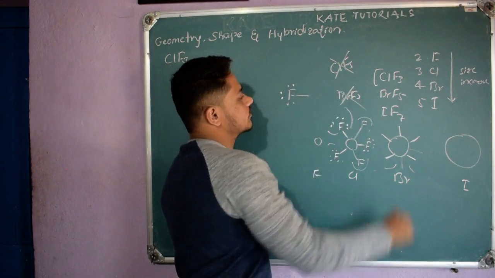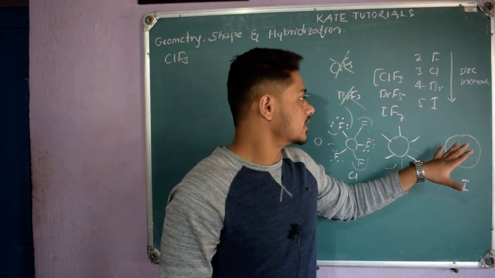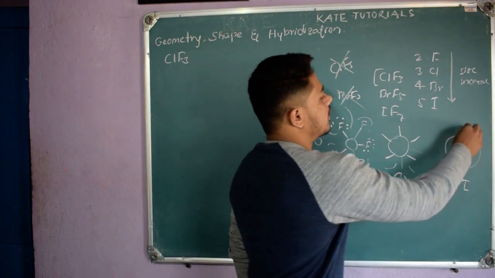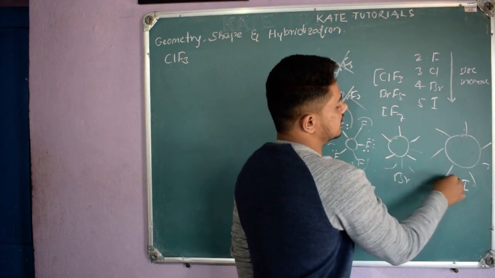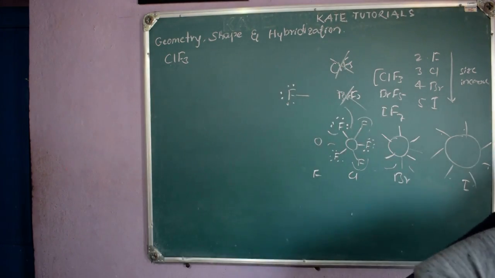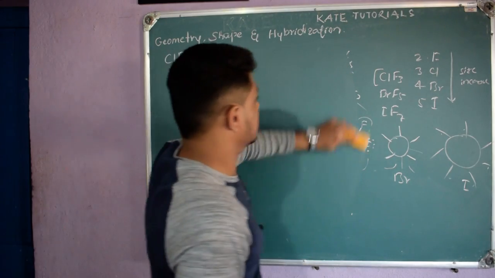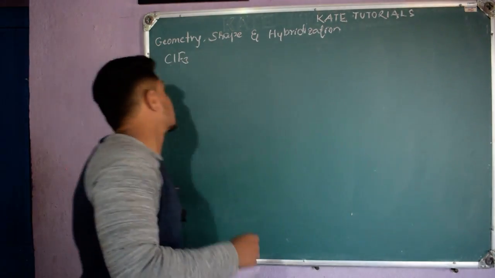BrF7 doesn't exist. Since iodine is very large, a very massive body, it can easily occupy 7 fluorines: 1, 2, 3, 4, 5, 6, 7. So this was the thing I forgot to tell in the last video, so I told it in this video. Next, let us see.